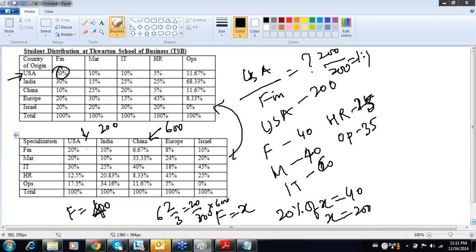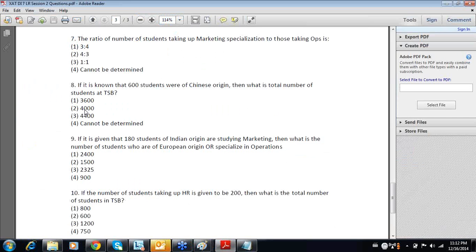Calculated. Similarly, for marketing, 33.33%, that means 1 by third, that means it is 200. If 200 is 25%, then total of marketing will be 800. So similarly calculate for this, for this, for this and equate it. If you sum the whole of it, it will come out to be 4,000. So we have an option as 4,000. We'll go ahead and mark option number 2 as 4,000.